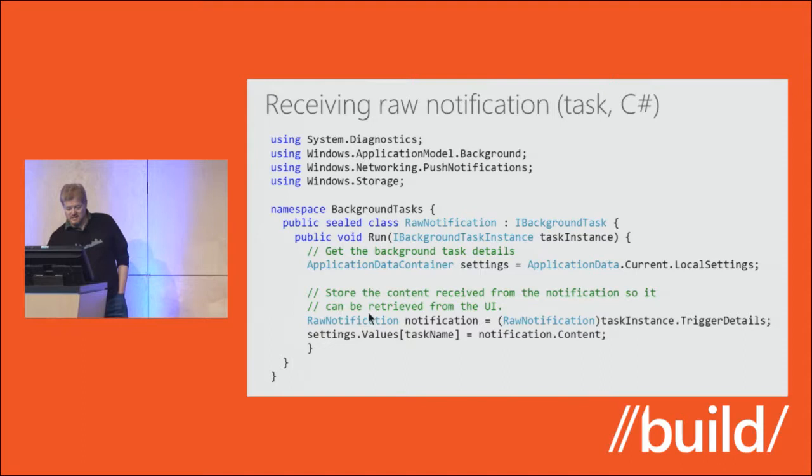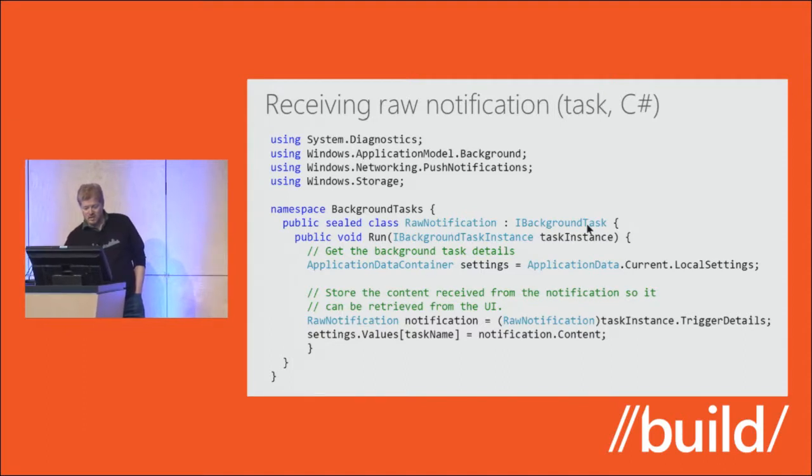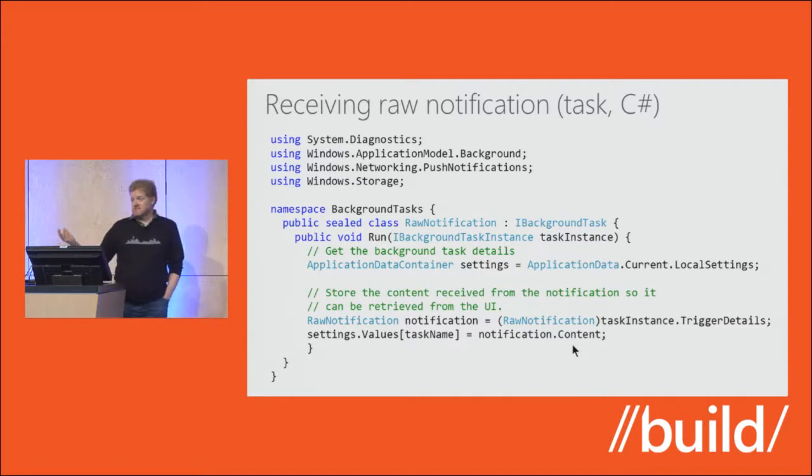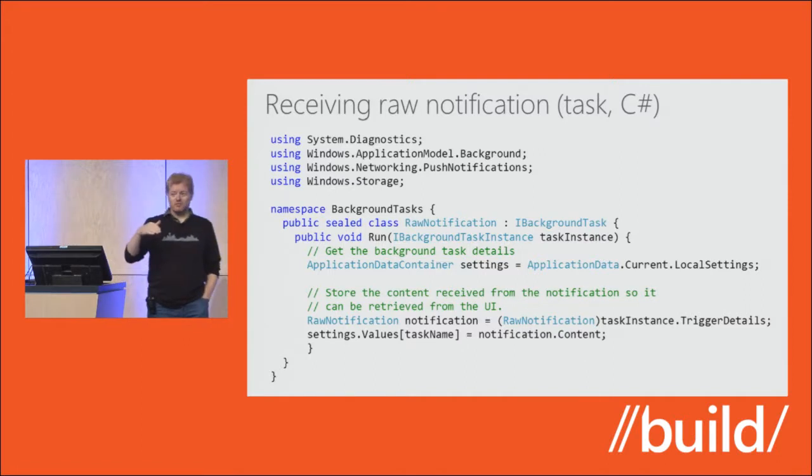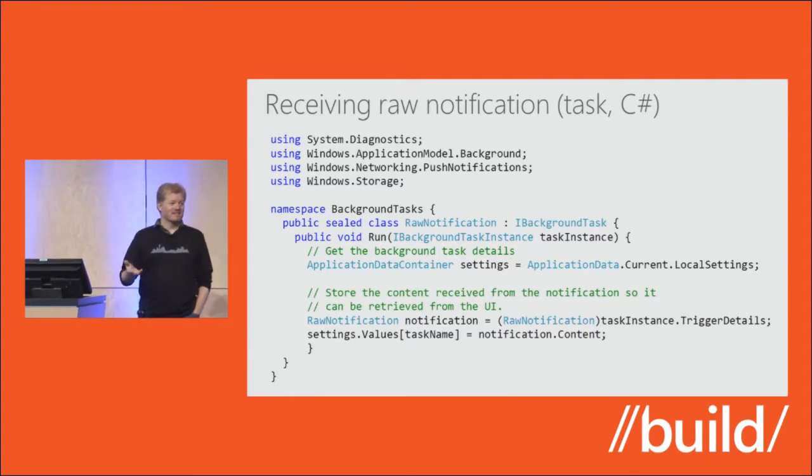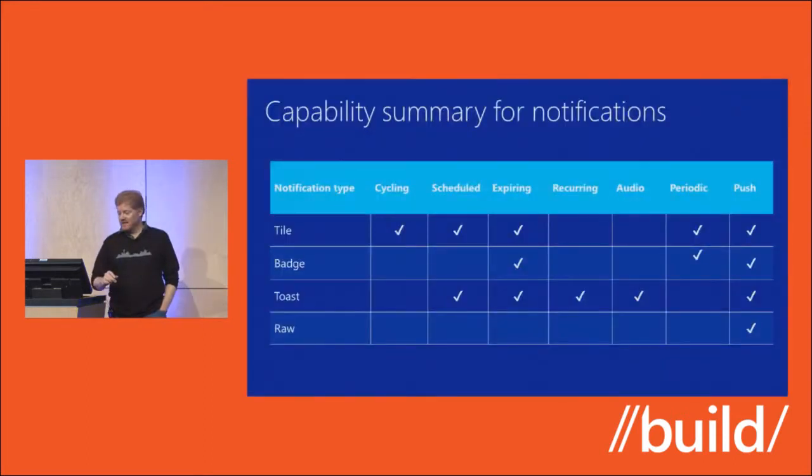You can basically see again we have a class derived from IBackgroundTask, which has a Run method on it. What it basically does is extract the notification content and save it to the app data local settings. So it's received the raw notification, written it to app data, and then when the main app runs again, it can go pick that up and process it as it wants to.